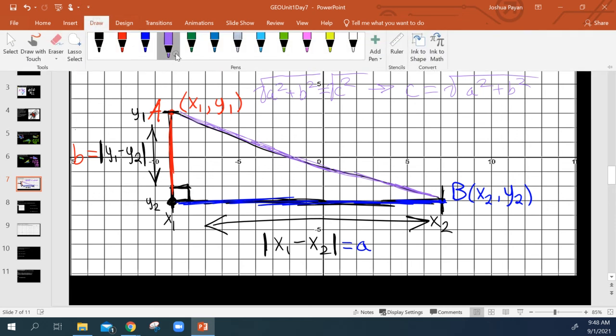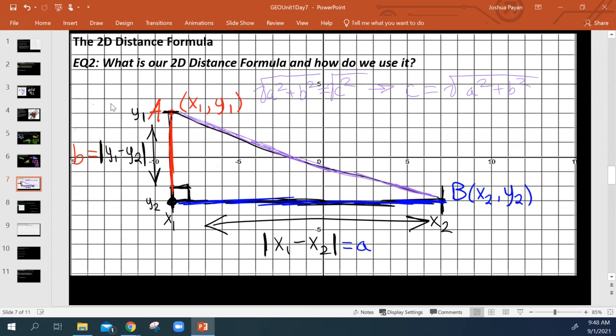Okay, or, let me change this. This is driving me crazy. It's writing really skinny. Or, I can say the square root of, I can start substituting a squared, so x1 minus x2, its absolute value, all squared. That's what a would be, right? Plus b squared. Absolute value of y1 minus y2, the distance there.